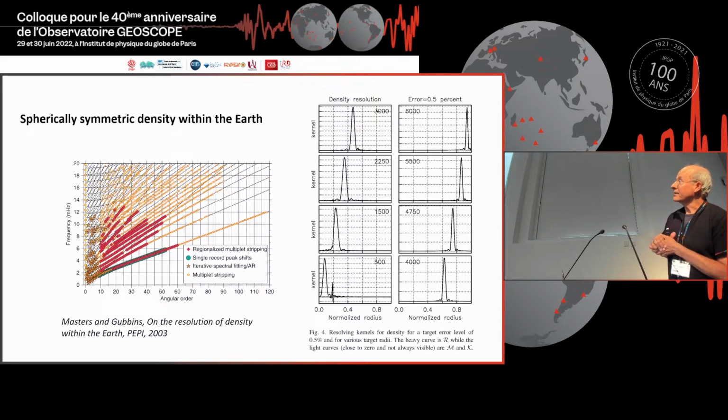If you want to improve on the density resolution in 1D, we have to add those modes at higher frequencies. They have short radial wavelengths. If you add those, if you build linear averages of those mode kernels, you can get narrow averages.